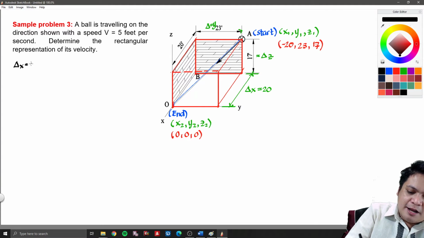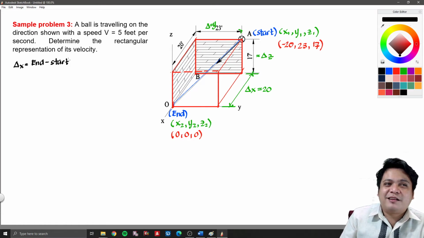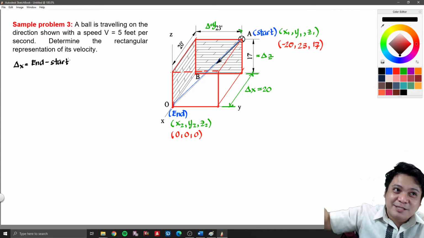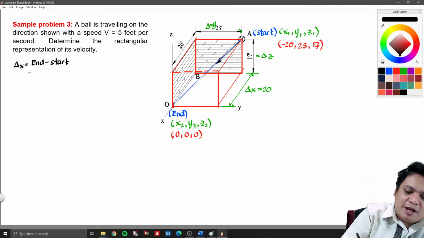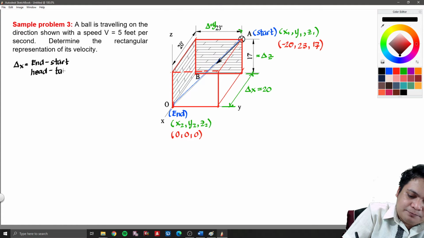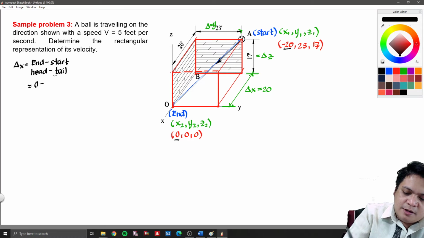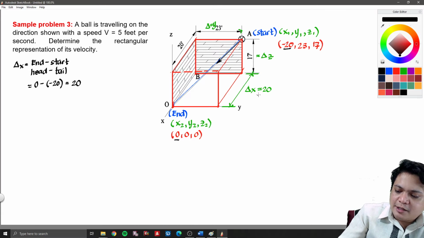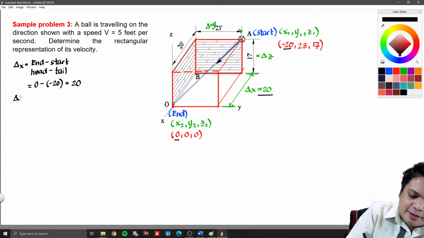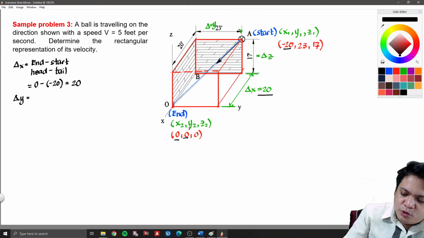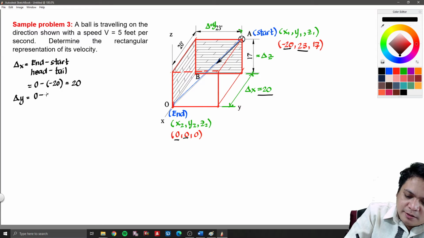Para makuha natin si delta x, palagi siyang end minus start. Kumbaga kapag sa number line nung elementary, palaging yung mas malayo minus mas malapit, or that would become head minus tail. So, sa x, 0 minus negative 20, you have here positive 20. And then for the delta y, y sub 2, 0 minus 23, equals negative 23.